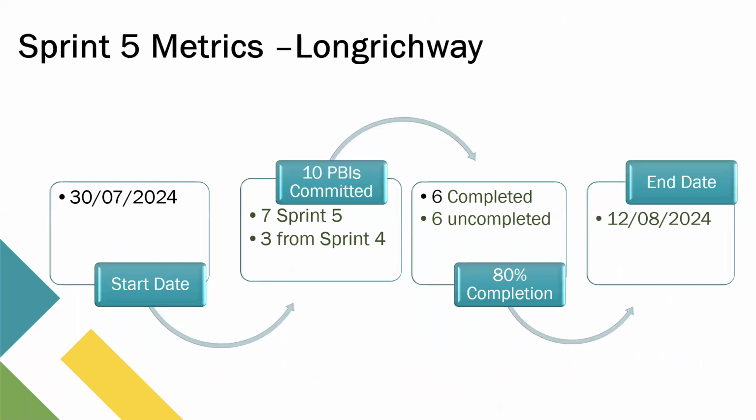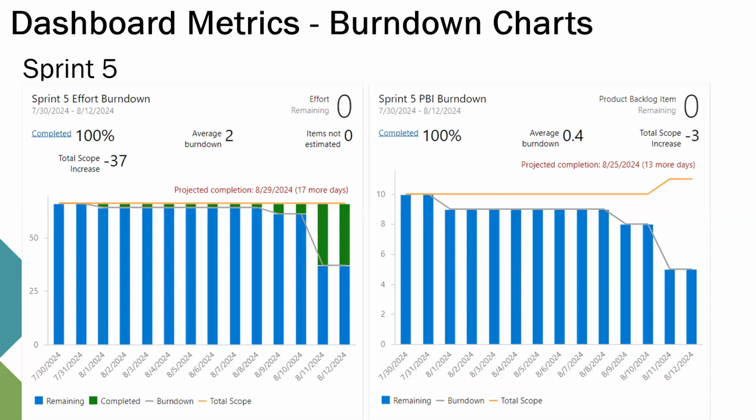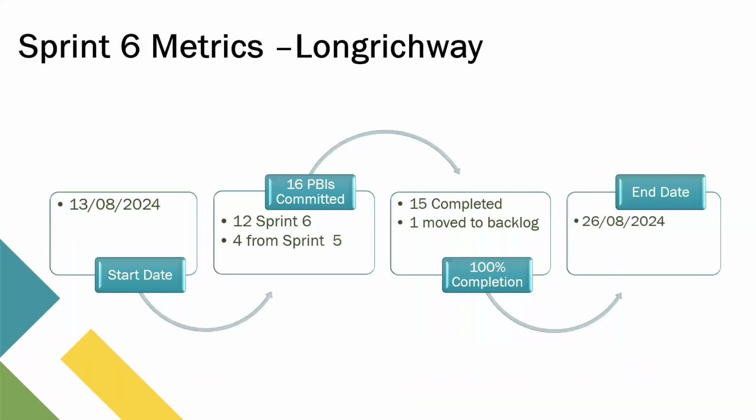Okay, apologies, there were some errors in this. Then these are the PBIs that we committed. Then this is the dashboard for it. We have here, this sprint was very, very slow. Then we move on to sprint 6.